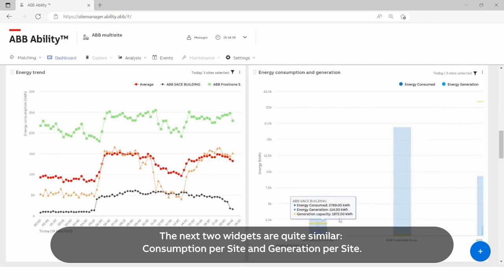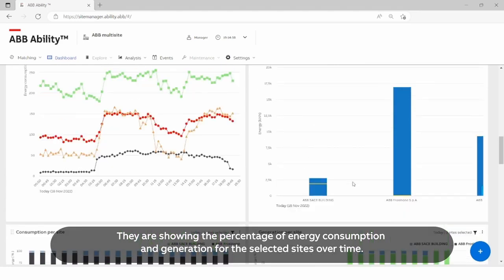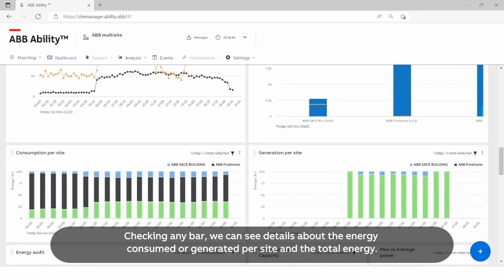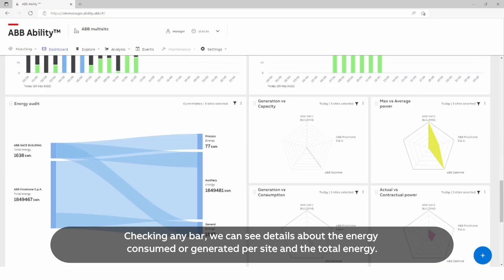The next two widgets are quite similar: consumption per site and generation per site. They show the percentage of energy consumption and generation for the selected sites over time. Checking any bar, we can see details about the energy consumed or generated per site and the total energy.